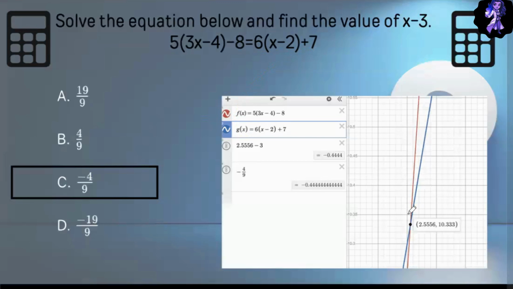So in this case, when we zoom out, we see that the x value is 2.556. I go ahead and subtract 3, so 2.556 minus 3, and that gives me negative 0.444. I can go ahead and type in my answer choices. I know that it's negative, so I can eliminate answer choices B and A off the bat and type in C and D to see which one is equivalent to that decimal. And by doing that, I see answer choice C is equivalent, making sure that C is the correct choice.